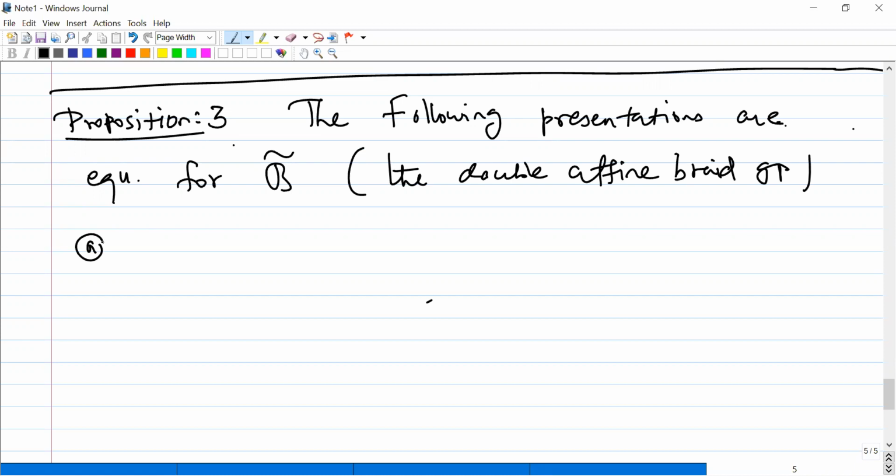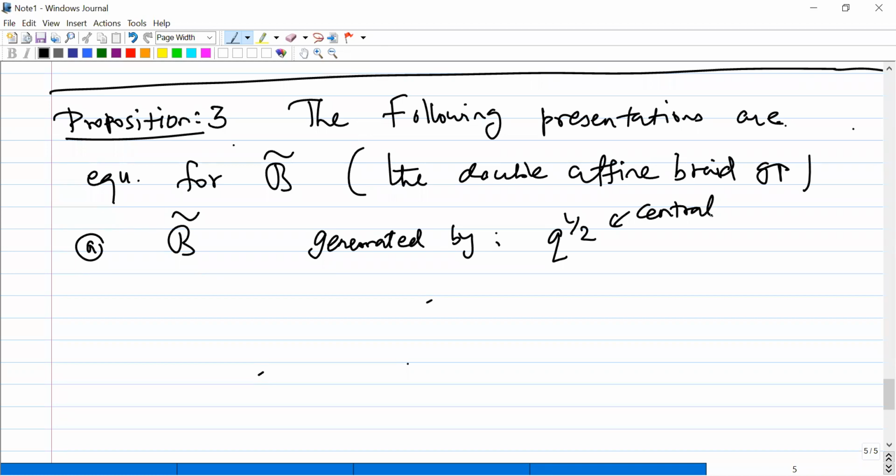Okay. So here is A. So the B tilde is generated by, so let me write it here, q power of, so that is some parameter that we fix. So that is central. So that means it commutes with all the elements in the group. And then G, T naught, T1, G check, T naught check.